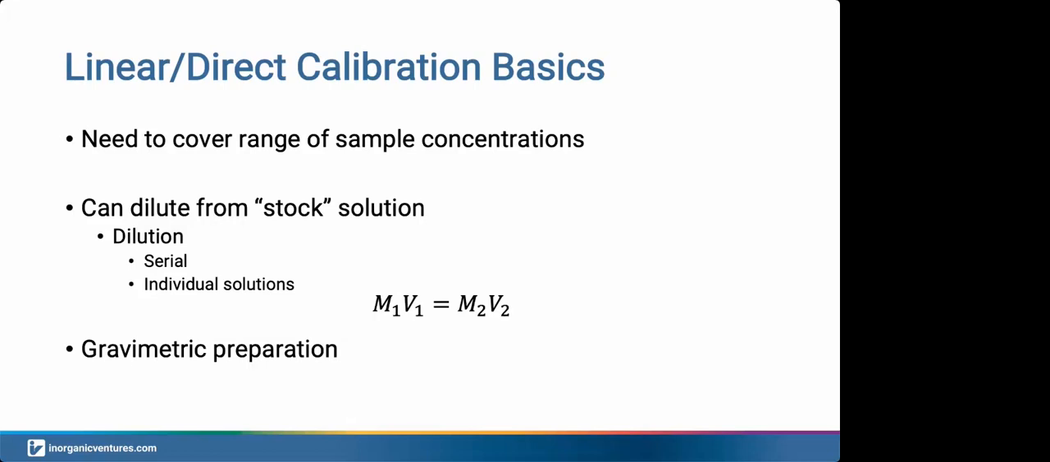At Inorganic Ventures, we aliquot gravimetrically and recommend that our customers do the same. What does this mean, and how would you do this in your lab? In a gravimetric preparation, the 50 milliliter volume would be weighed on a balance instead of dispensed from a pipette. You can use the solution density to convert between milliliters and grams.